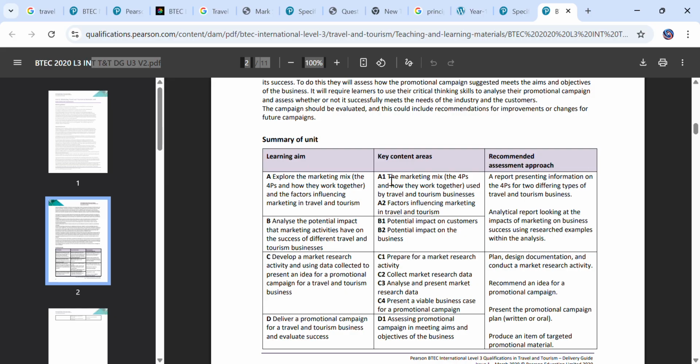Key content areas: the marketing mix, the 4 P's, how they work together, factors influencing marketing, analytical reporting, and analyzing potential impacts on marketing. This is learning aim B, so these are different to each other. There are potential impacts on customers, potential impacts on the business, and analytical reports looking at the impact on businesses' success using research examples within analysis. That's kind of it for the exam, and that's kind of it for the coursework.